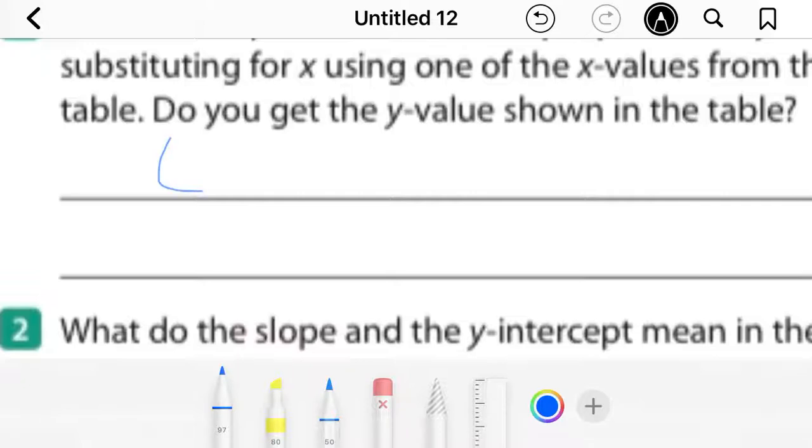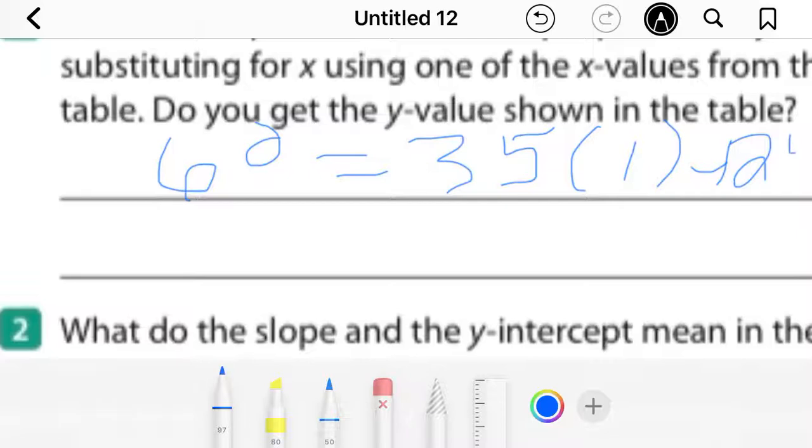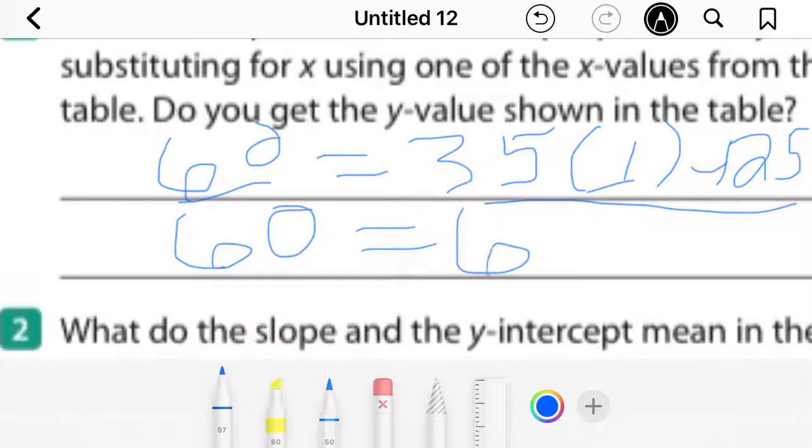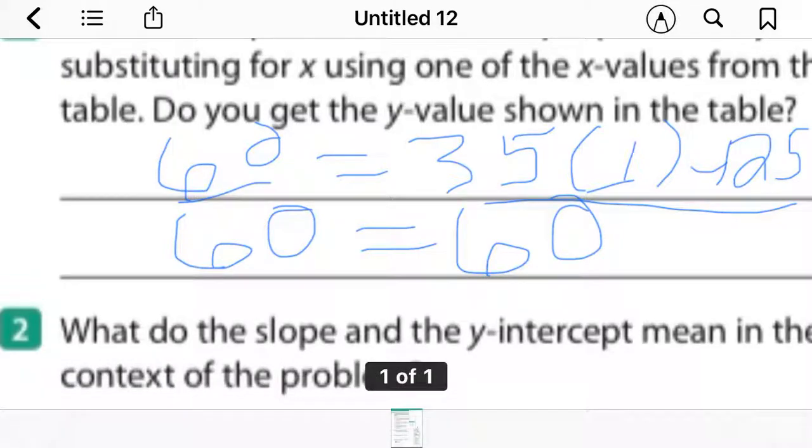So we're going to say 60 equals 35x plus 25, but x is 1. So 60 equals 35 times 1 plus 25. That's your x, that's your y. Is that true? Does 35 times 1 plus 25 equal 60? Yes, 60 does end up being equal to 60. So it checks out.